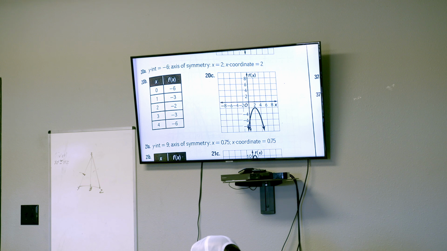It has a minimum at 0. Domain is all real numbers, and the range is from 0 to infinity. Number 24 has a minimum at 0. The domain is all real numbers, and the range is from 0 to infinity.